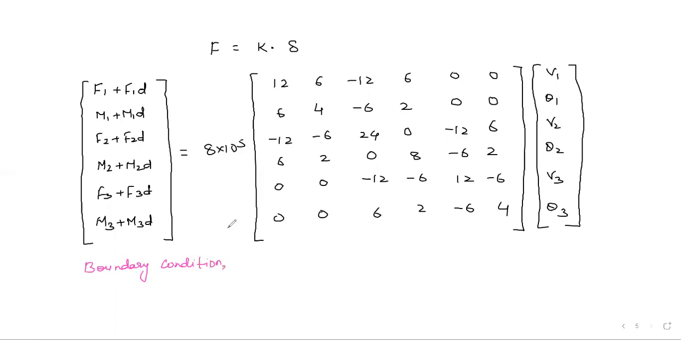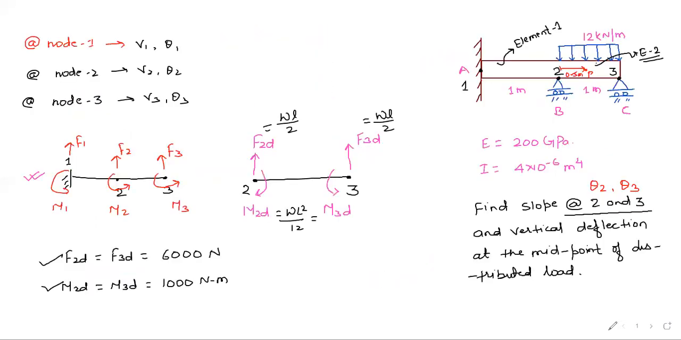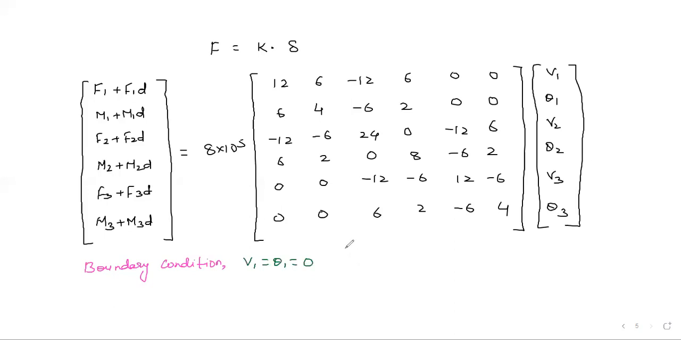So let us see the boundary conditions. What are the values? They are going to be 0. So V1 is equal to theta 1 is equal to 0. First thing. Why? Because if you see the problem, at node number 1 there is a fixed support. Whenever there is a fixed support, the displacements are going to be 0. So at node number 1, the displacements V1 and theta 1, these two values are going to be 0. Next boundary condition: V2 is also 0, the given vertical displacement, and V3 is also 0.